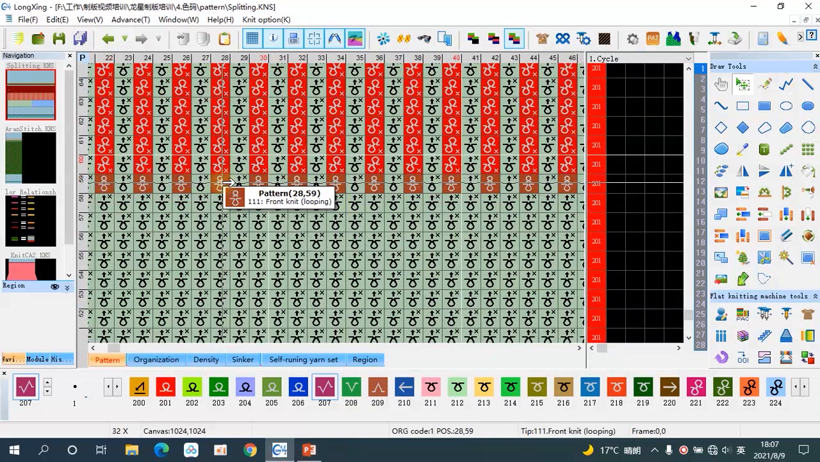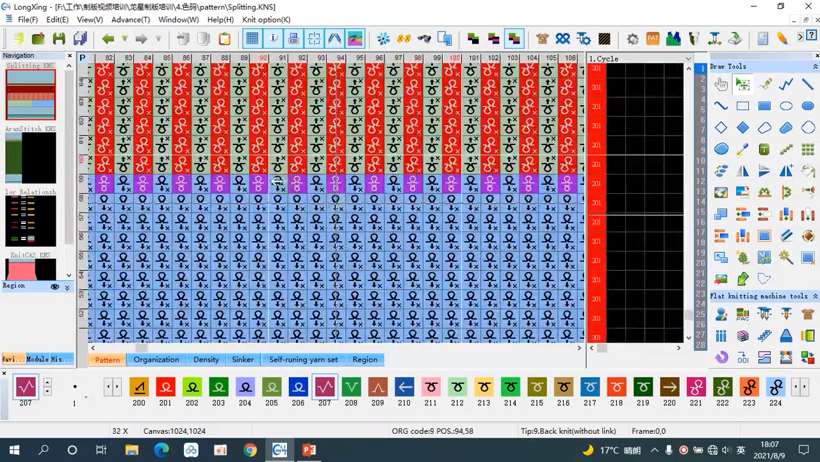Now you can see 111 color is used when front knitting is changed into front-back knitting. 112 color is used when back knitting is changed into front-back knitting.